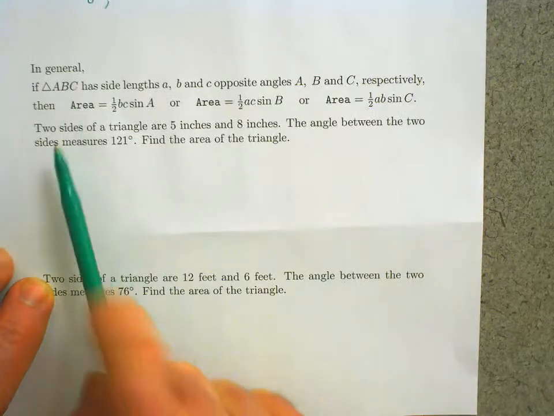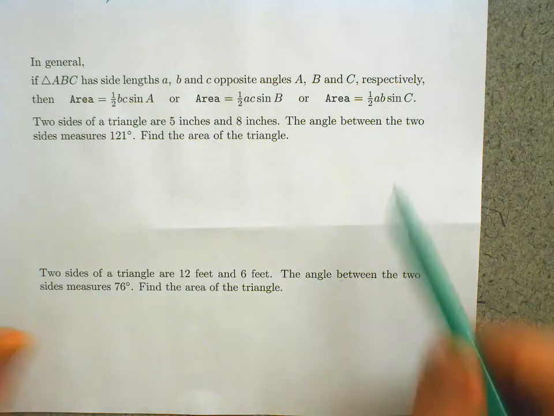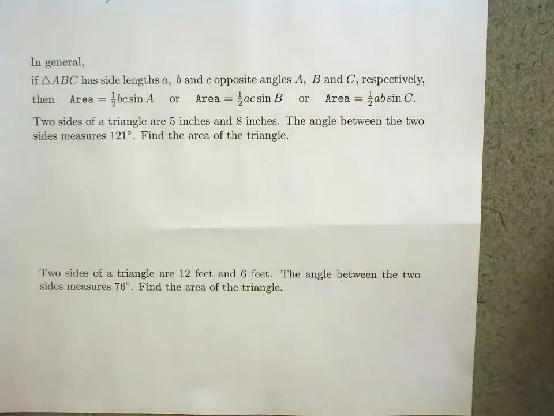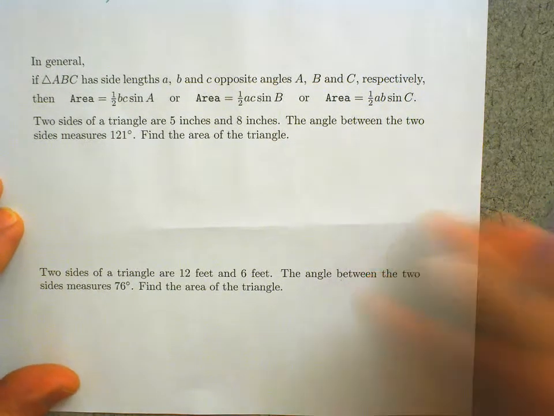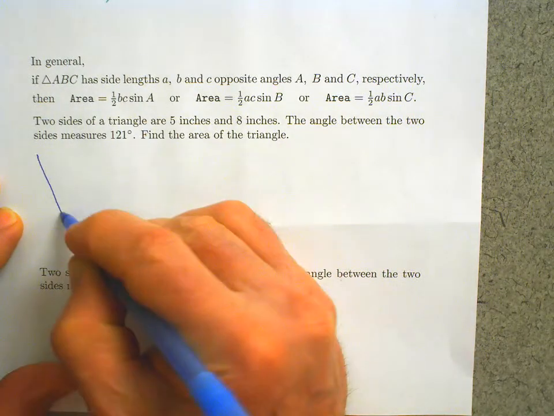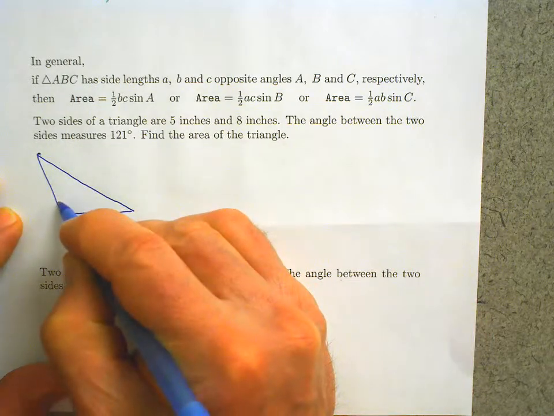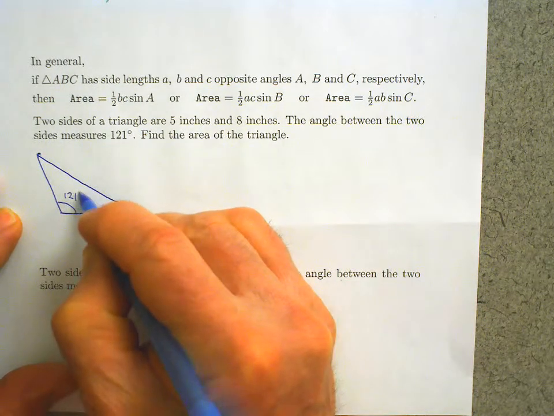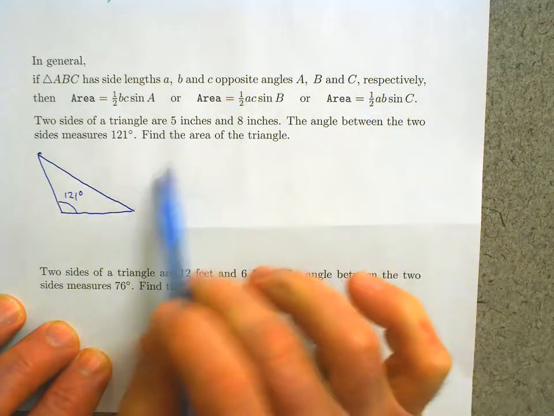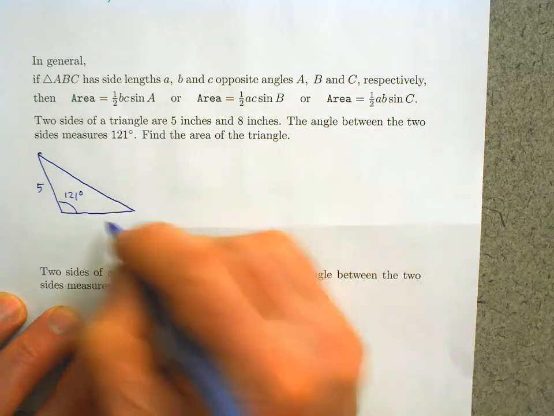Okay, so here's an example. Two sides of a triangle are 5 inches and 8 inches, and the angle between the two sides measures 121 degrees. Find the area of the triangle. So if it helps, we can draw a triangle. We're given an angle of 121 degrees, and this angle is between two of the sides, and the sides measure 5 and 8.